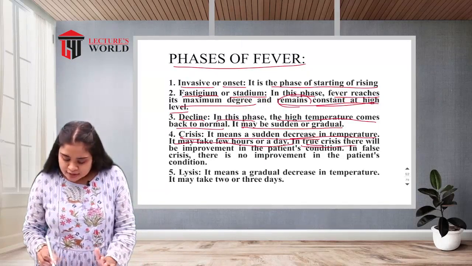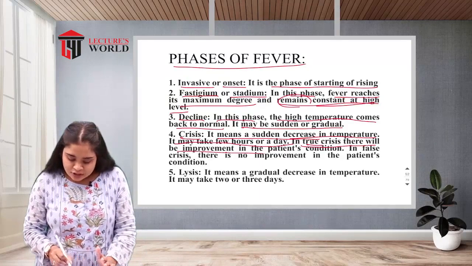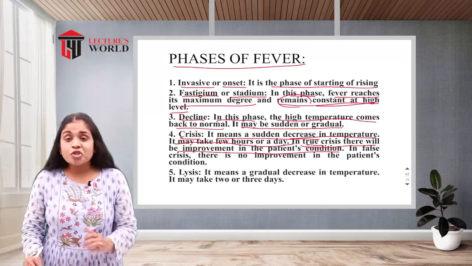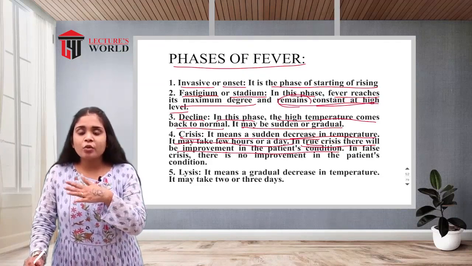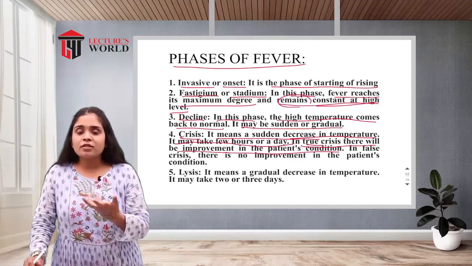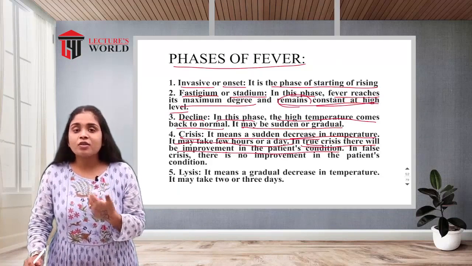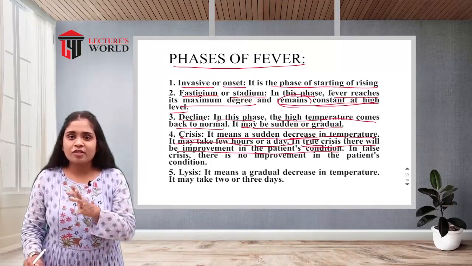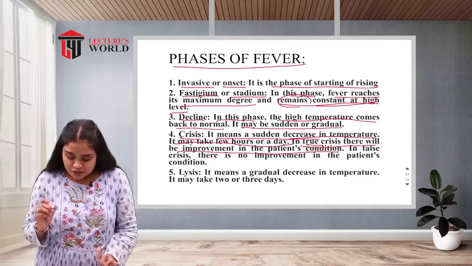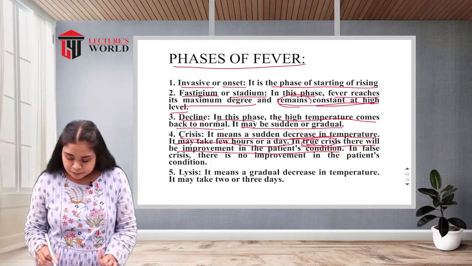So in the true crisis, there will be an improvement in the patient's condition. In true crisis, what happens is that the temperature comes down, and generally the patient's condition also improves as the temperature simultaneously reduces. So that is known as a true crisis.